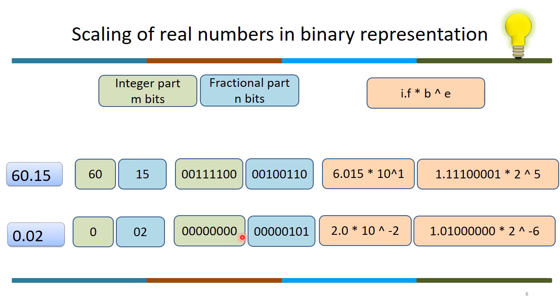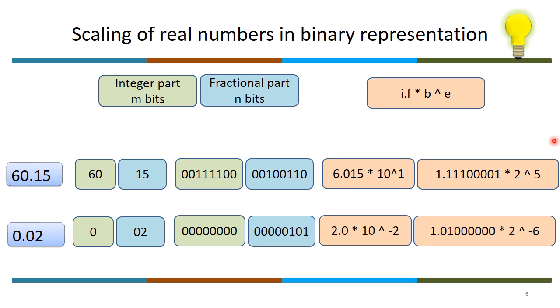We will see the number between 0 and 1. We make this point move towards the right, 1, 2, 3, 4, 5, 6. Why are we moving towards the right? Because we don't have anything on the left, right? So we get 1.01000 into 2 to the power of minus 6, because we have made the point float towards the right 6 times. Seldom we lose precision when the number is between 0 and 1, but predominantly we lose precision when the number is more than 1.